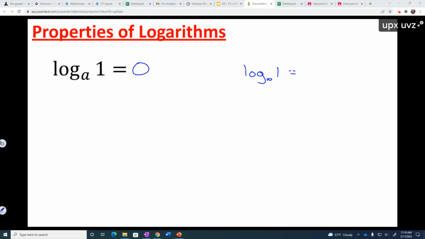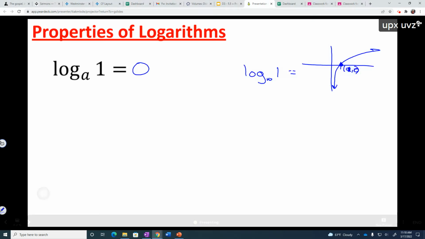And it should also make sense if we remember what the graph looks like of the logarithm. Remember how the logarithm, or any logarithm, passes through right there at 0 and 1. So that should make sense that the 1 gives 0. If the x is 1, the y is 0, so that works, right?